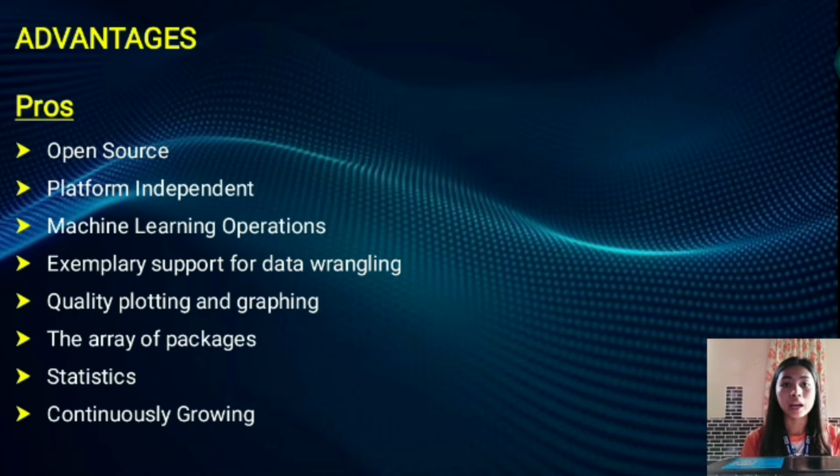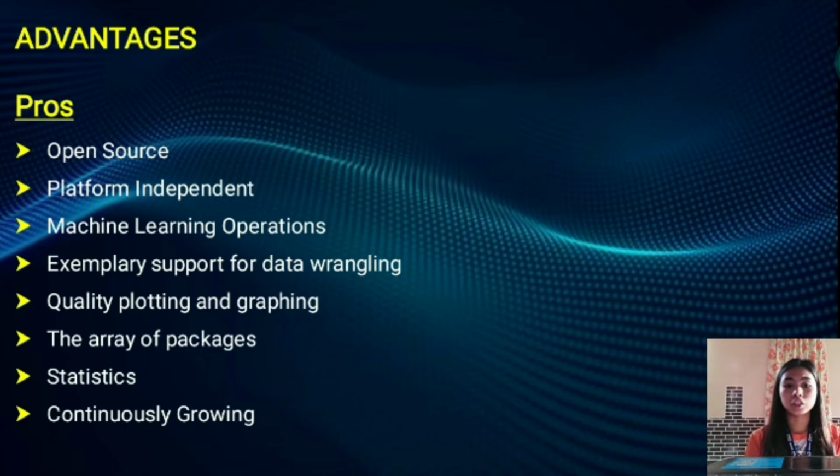Next, the array of packages. The R programming language has a vast array of packages. With over 10,000 packages in the CRAN repository, the number is constantly growing. These packages appeal to all the areas of industry. Next advantage is statistics. R is prominently known as the lingua franca of statistics. This is the main reason why R is dominant among other programming languages for developing statistical tools.